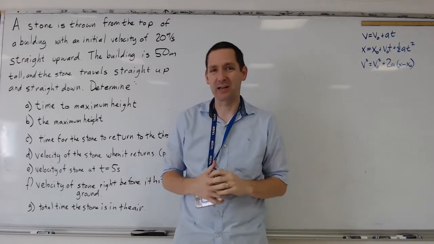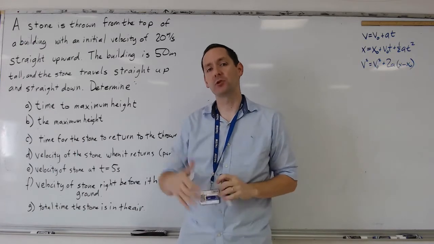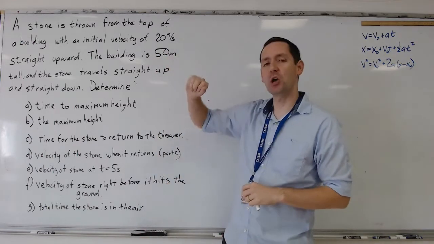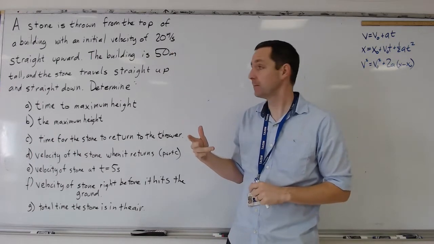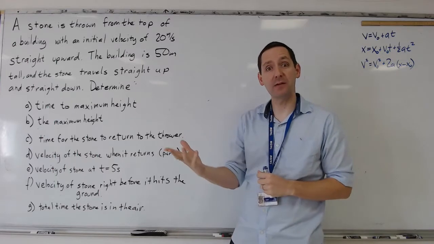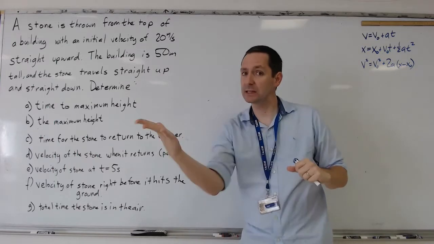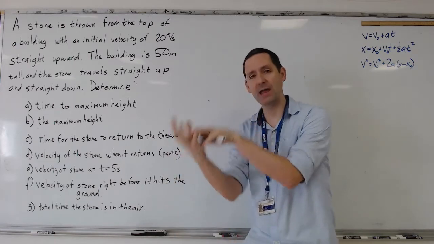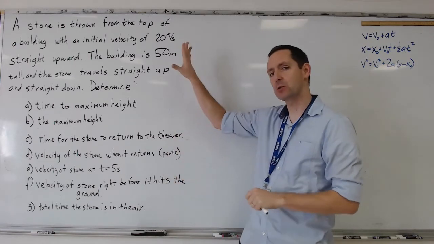Negative if we're going to define it as down. So that's going to be really helpful as we look at these next few problems. All right, so here's our situation. We've got a stone being thrown from the top of a building. The building is 50 meters tall. They give us the initial speed of it. Okay, so we're talking about as soon as it leaves the hand of the person, right? We're not talking about that time when it's in the hand. That's not part of this question here.